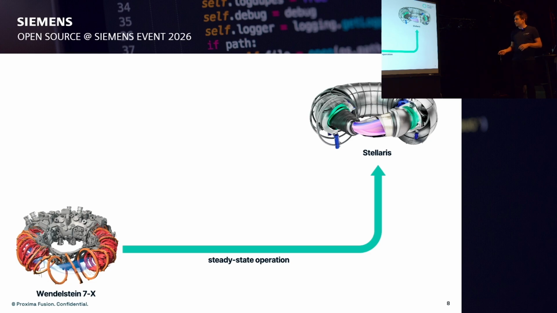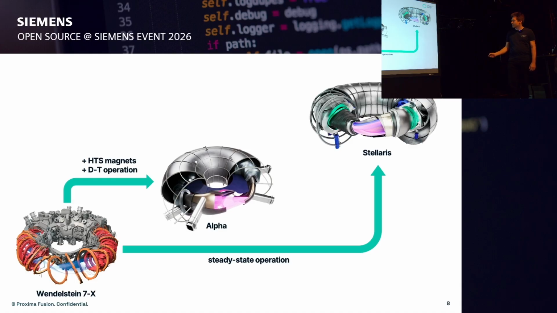And Wendelstein 7X has shown already how to do this and also how to eventually operate this machine for 30 minutes steady state, at which point also thermal equilibration effects come into play. And so you really need to properly design this machine for that. And W7X is the first machine where this was rigorously carried through.